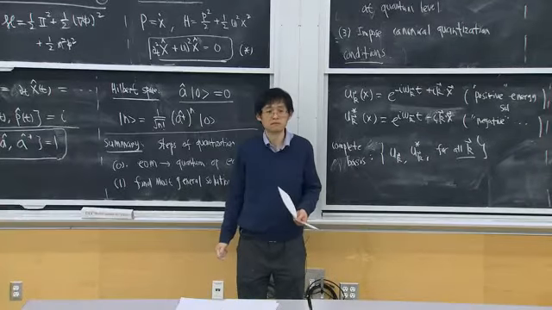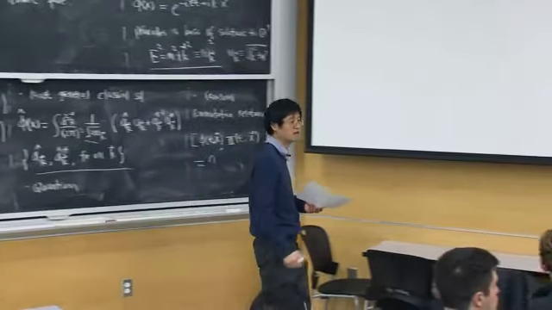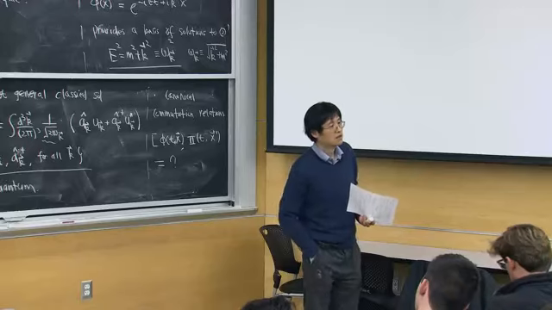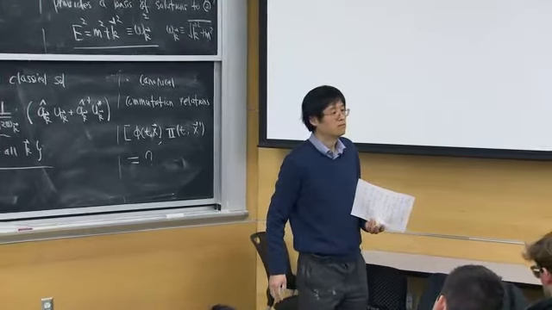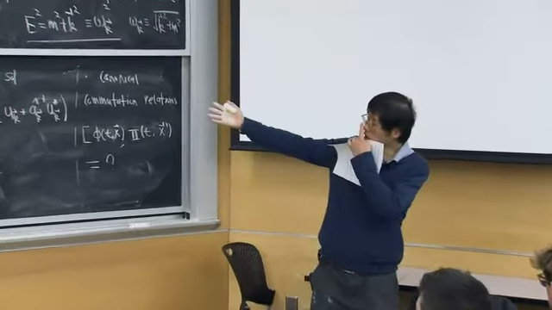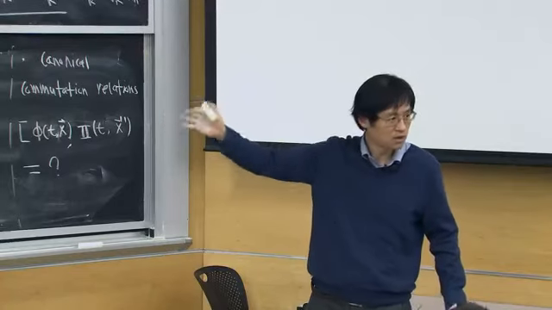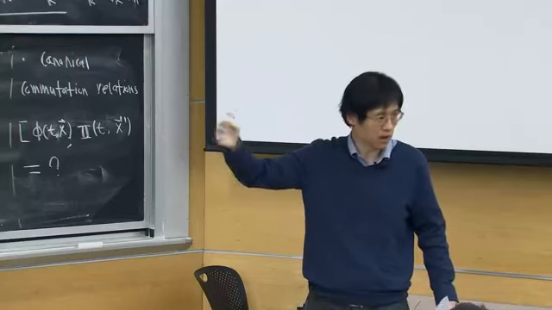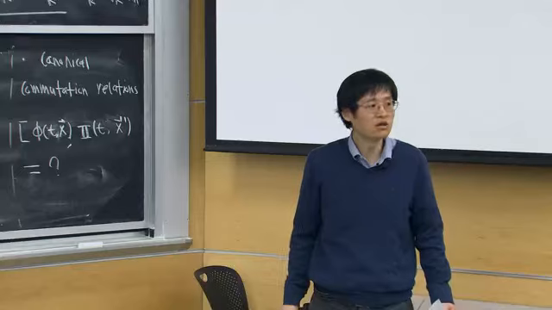Other questions? Yes? One way of understanding the Heisenberg equations in quantum mechanics is that they relate to the Poisson brackets of classical theory. Is there something like that for field theory as well? Yeah, there is. Classically you can define the Poisson bracket between the classical field variables, and then quantum mechanically they just become commutators.